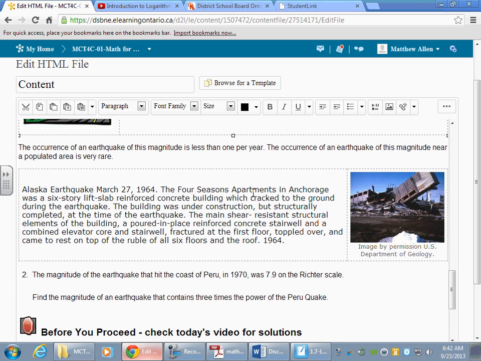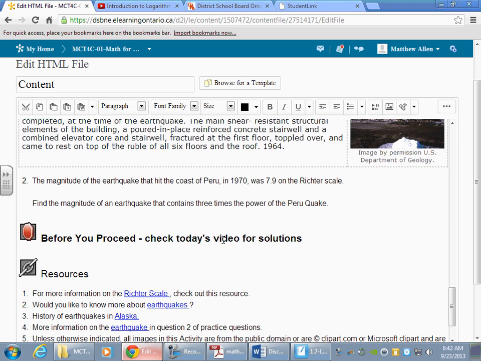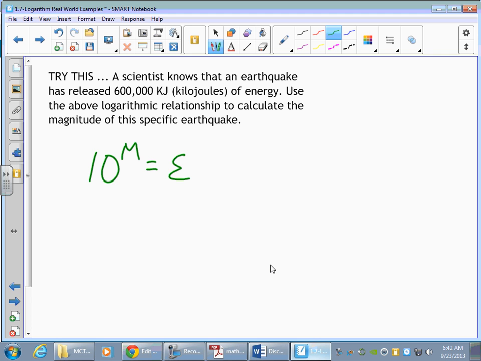A little bit of detail here just for interest's sake. The second question is pretty simple. If this is the magnitude of the earthquake in Peru, find the magnitude of one that is 3 times more powerful. Okay, so pause now.